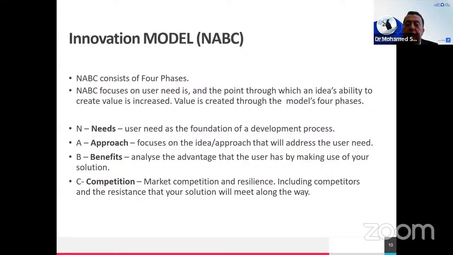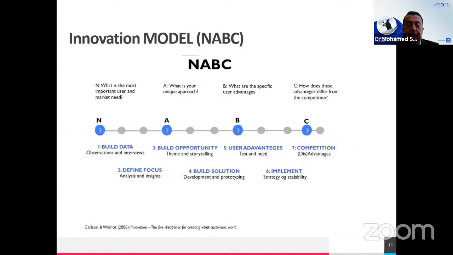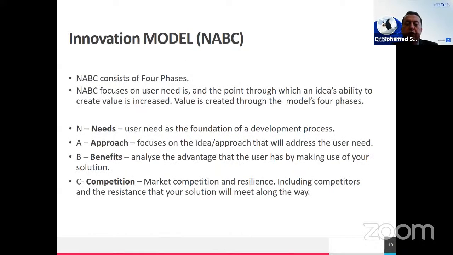Needs is about user needs as the foundation of the development of a process. NABC, by the way, is focused on user needs. The approach focuses on the idea approach that will address the user needs: how you are going to analyze, what method of analysis you will use.